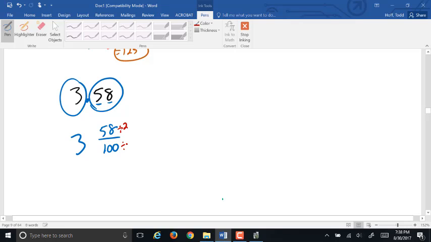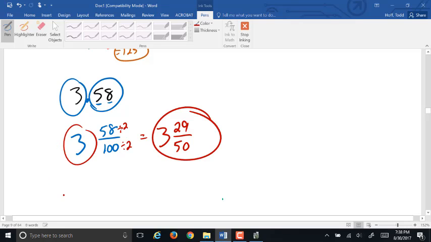Divide by 2. Very good. 58 divided by 2? 29. 100 divided by 2? 50. Am I done? What am I missing? The 3. Got to remember the whole number. Any questions?